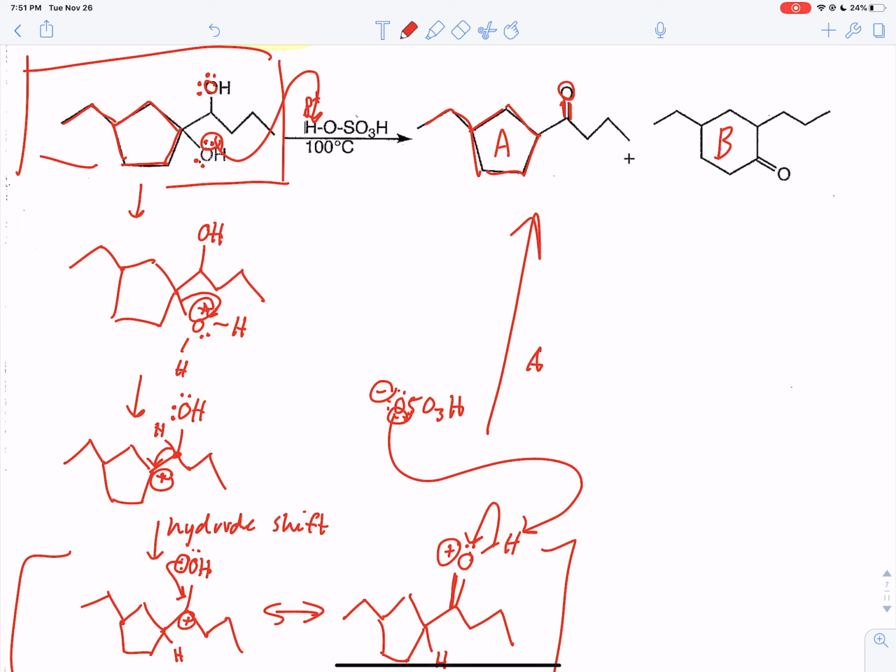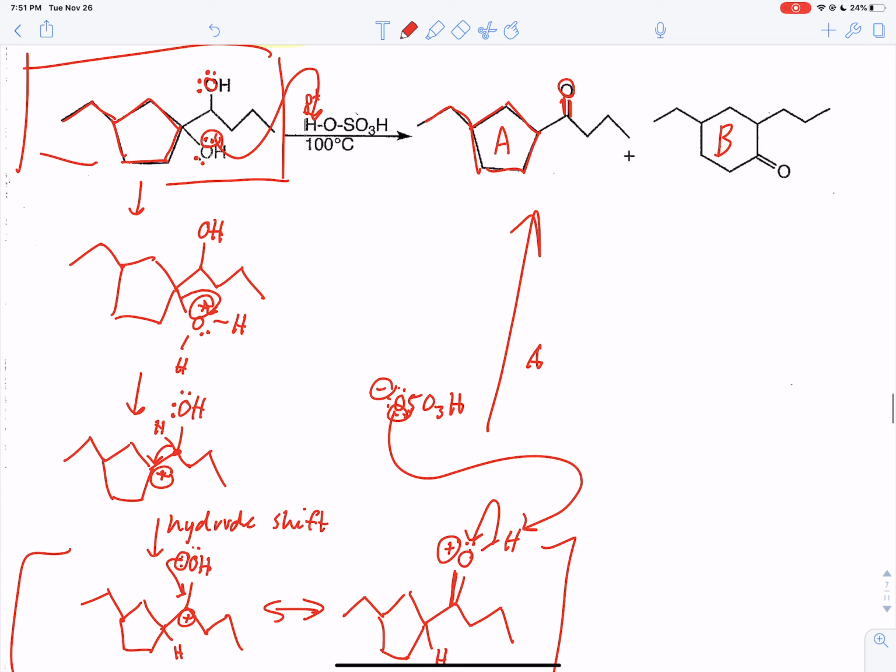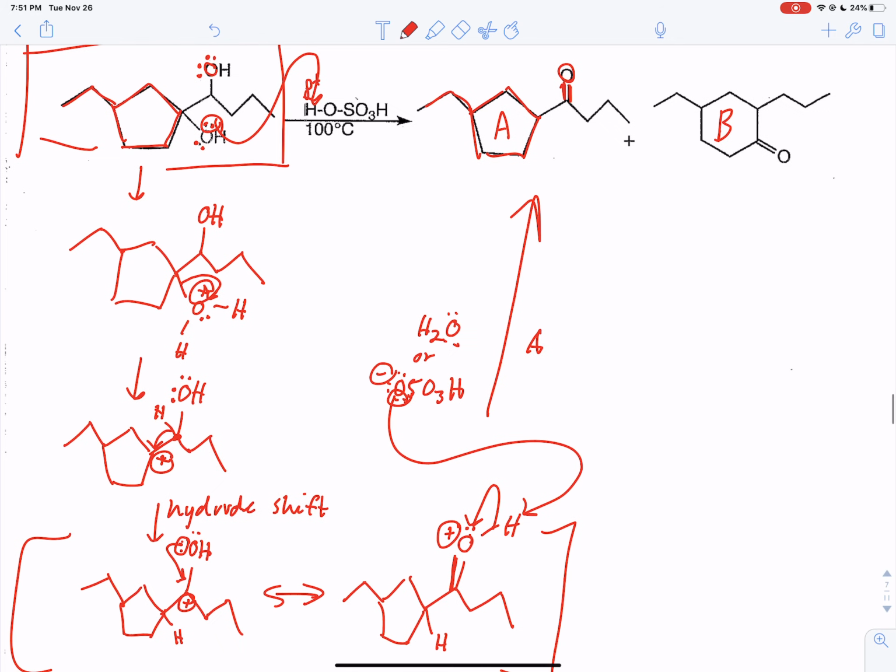What else could you have used? What else could you have used as a base? H2O. You could have used H2O because you formed H2O as a leaving group. So you could have used that as well. Okay? Any questions about that before we go to the next one?